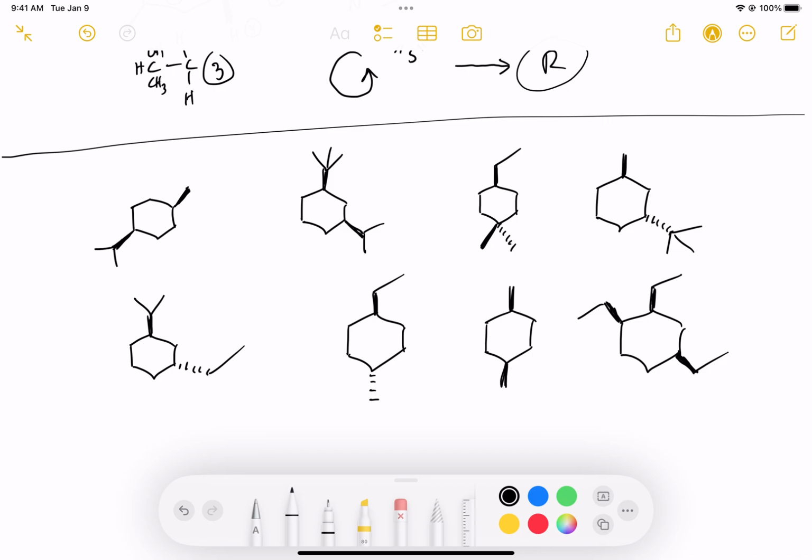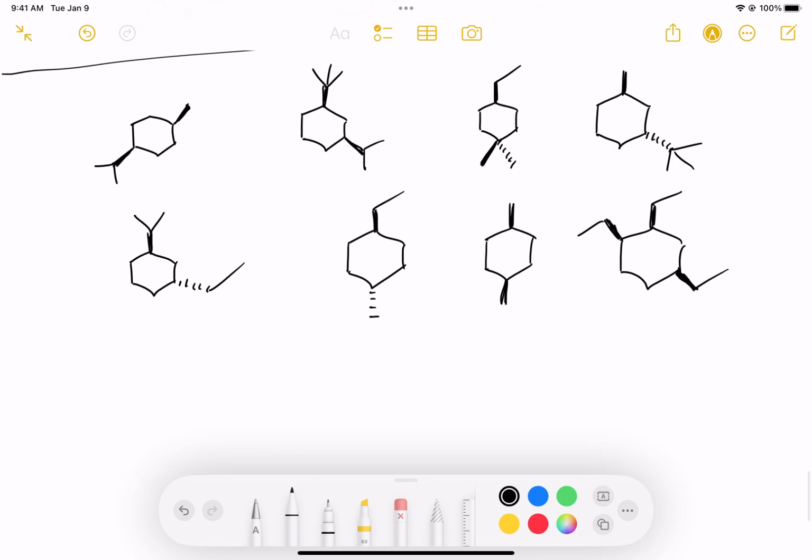Alright. So for these rings, I want you to answer which of the above cyclohexanes are optically active?